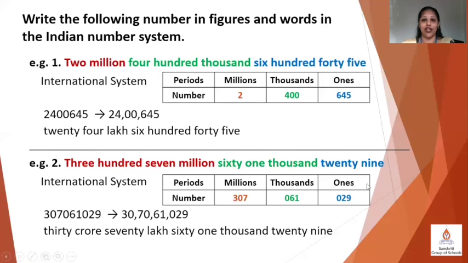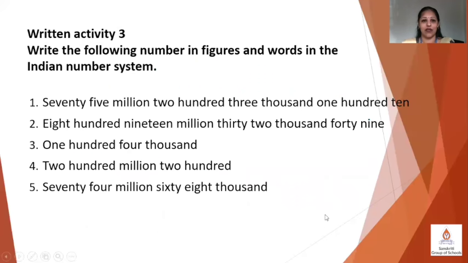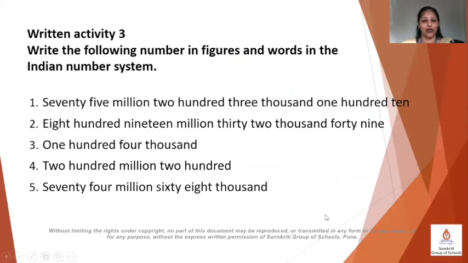Again, the ones period has 3 digits. So 29 is written as 029. And so the number is 307,061,029. And this is read as 30 crore 70 lakh 61,029 in the Indian number system. We have another written activity for you based on these principles.